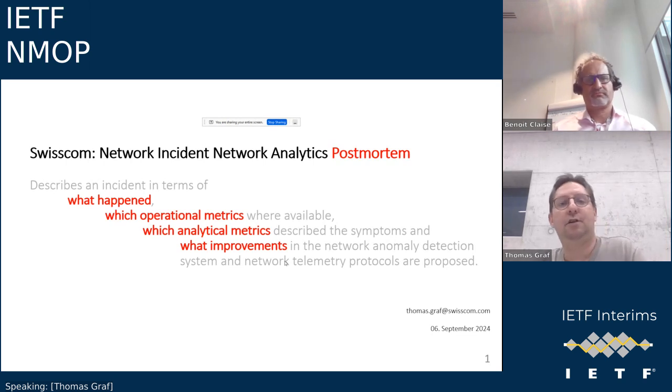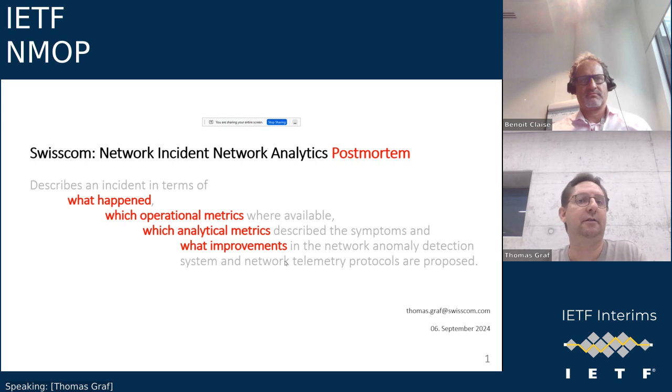So here I would like to share a so-called network analytics network incident postmortem at Swisscom. So the focus will be, I will give in the beginning an introduction, like what exactly happened in terms of the incident and which operational metrics we were collecting from the network, and then also what analytical metrics we were deriving. So basically what network anomaly detection was able to detect, and then go at the very end into the improvements part. Improvements can be related to the metrics we are collecting from the network, or also to the anomaly detection system as well.